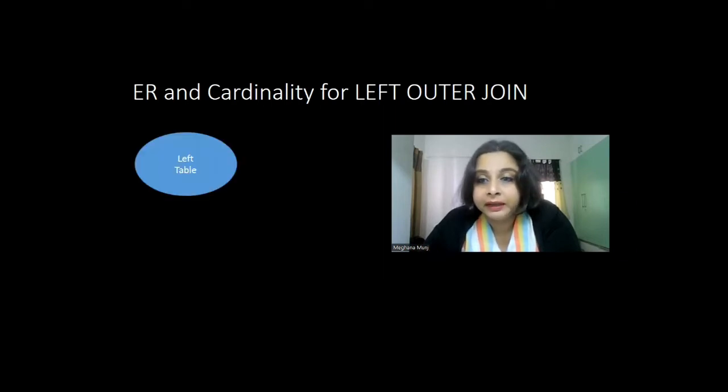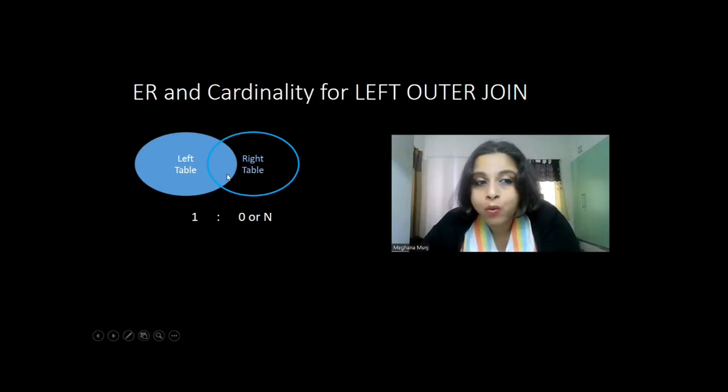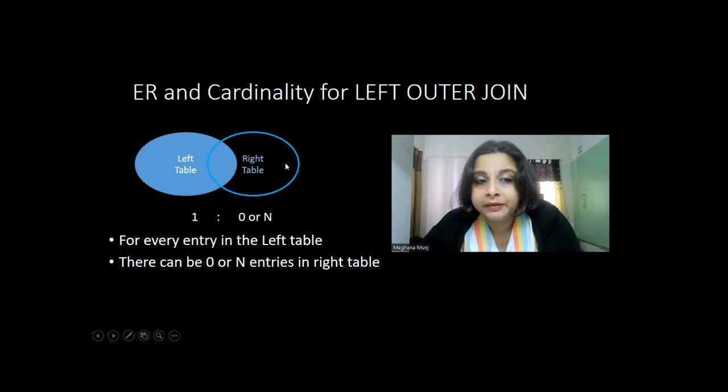Now we have a left hand side table and right hand side table, and the entity relationship between the two tables is 1 is to 0 or n, which means you will always have one entry in the left hand side table for which you might have 0 or n entries matching in the right hand side table. So for every entry in the left hand side table, there will be 0 or n entries which are matching in the right hand side table. So the output is always this highlighted part, which is this one.